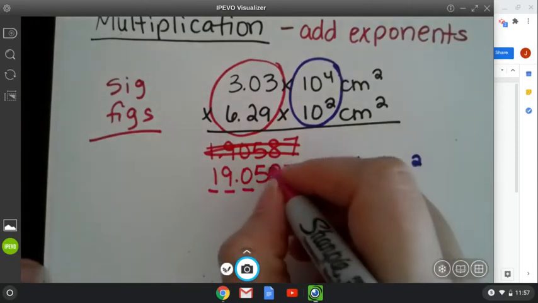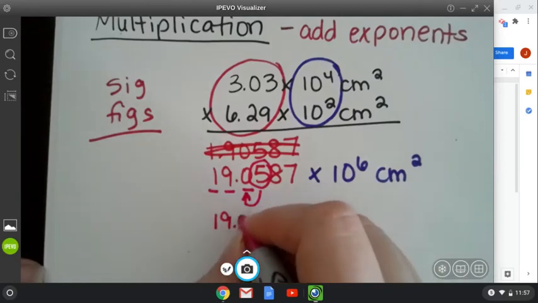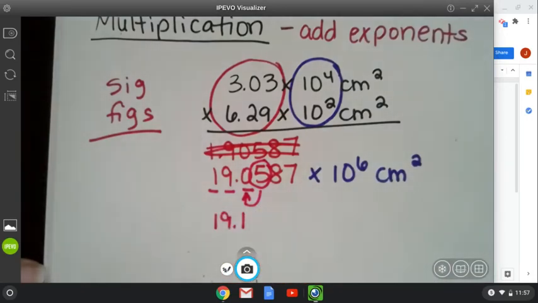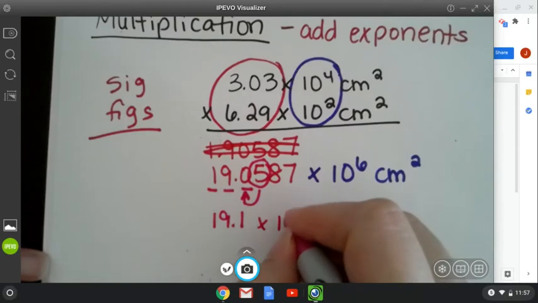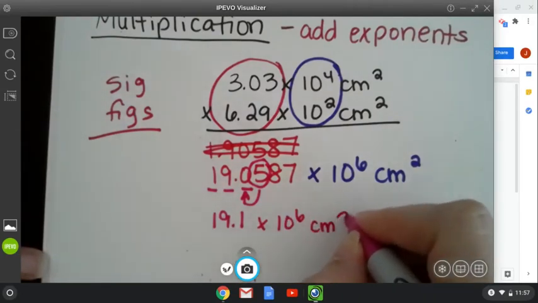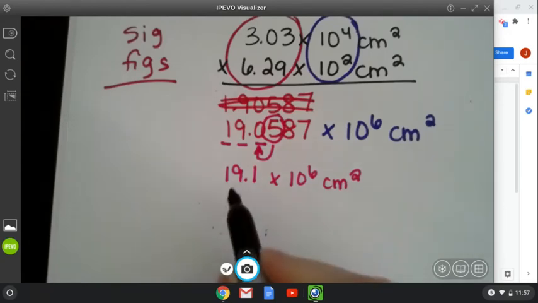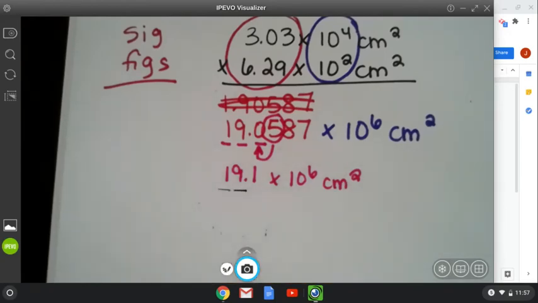Okay, since this is a 5, we're going to round this up. We have 19.1 times 10 to the 6. We're still not done though, because we do not want our scientific notation to have 2 whole numbers before the decimal place. So we have to make some adjustments here.